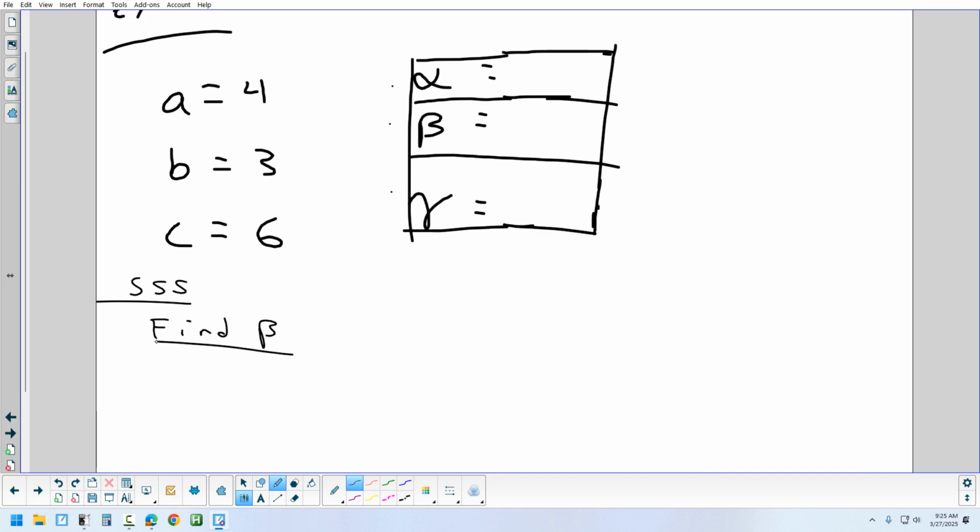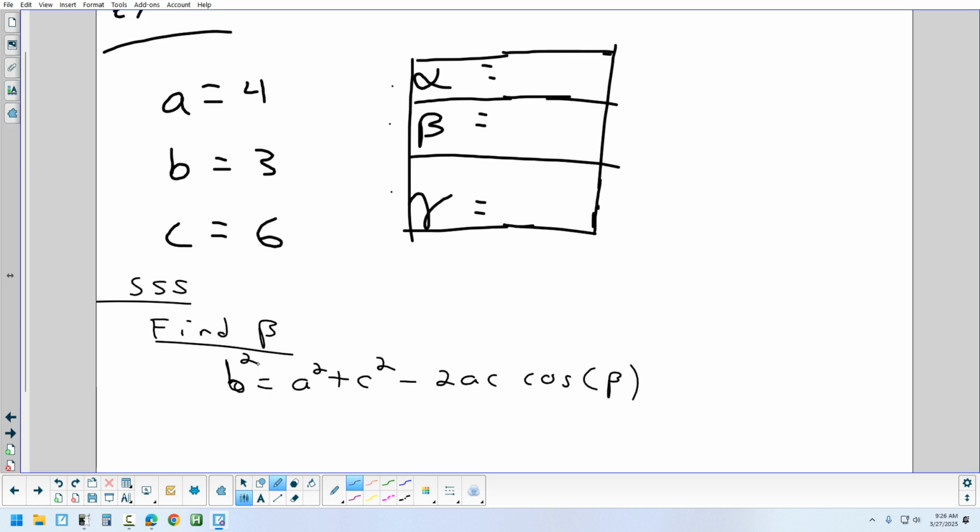Yep, b squared equals a squared plus c squared minus 2ac cosine beta. Now, we'll fill all that in. And as we go, we'll do out what we can.